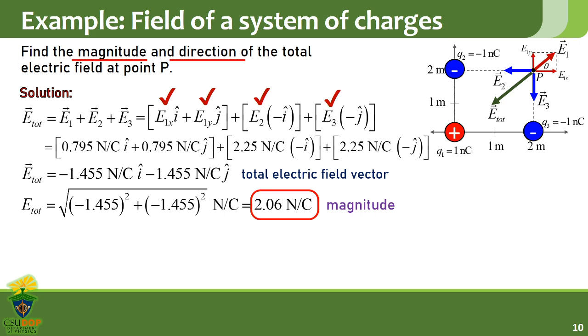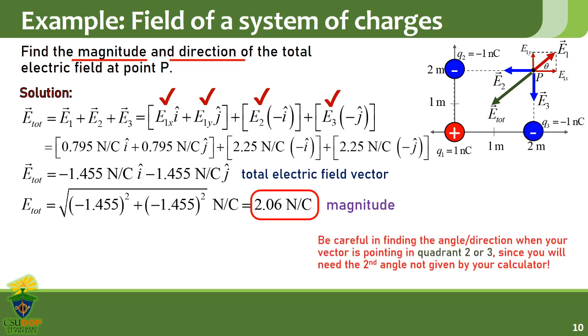In solving the direction or angle theta of the total electric field vector, we will again use the inverse tangent formula. However, we should be careful when using this, especially since our vector is pointing in quadrant 3. In general, when a vector is pointing in quadrant 2 or 3, the inverse tangent formula in your calculator will not give you the correct answer. Instead, you need to find the second angle by adding 180 degrees to the value given by your calculator. Note that there are always two angles with the same cosine, sine, and tangent. For this problem, the correct angle will then be 225 degrees.